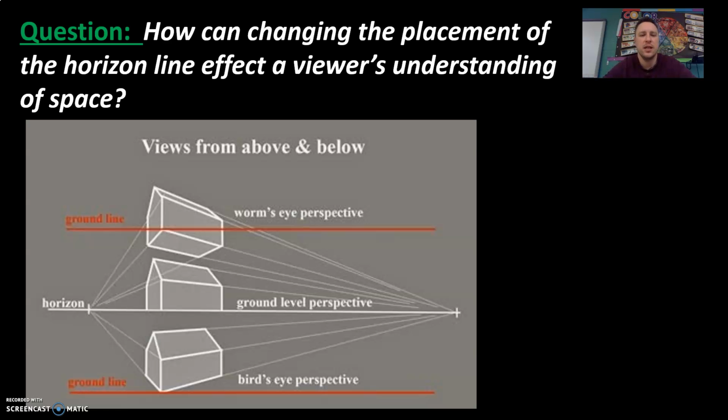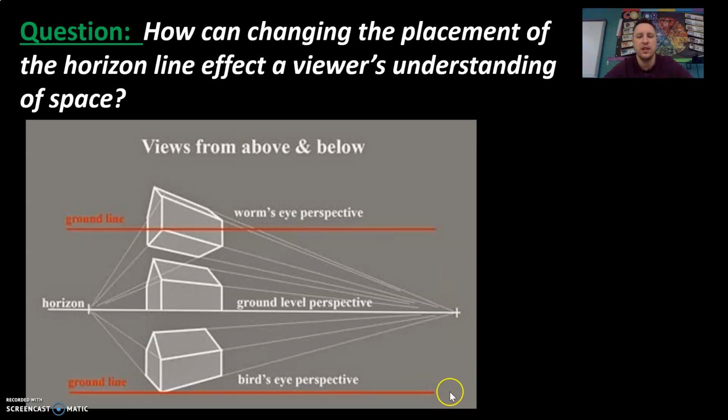And the answer, as we discussed yesterday, is that by putting the line down through the middle, that's the typical placement for the line, that creates a ground level perspective, where the viewer's standing on the same plane, the same surface as the scene itself. Whereas if you shift that line higher, you're creating a worm's eye perspective, like you're looking up at something, you're looking up at a hill.